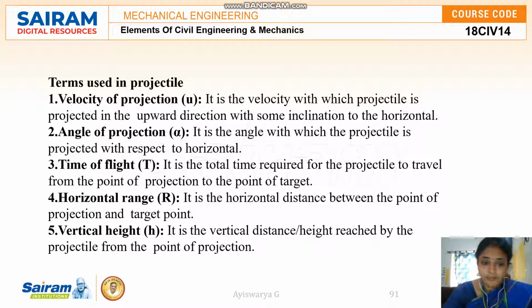The time of flight, T, is the total time required for the projectile to travel from the point of projection to the target point. The next one is the horizontal range, which is the horizontal distance between the point of projection and the target point. The last one is the vertical height, the height reached by the projectile from the point of projection. These are the terminologies used for projectile motion.